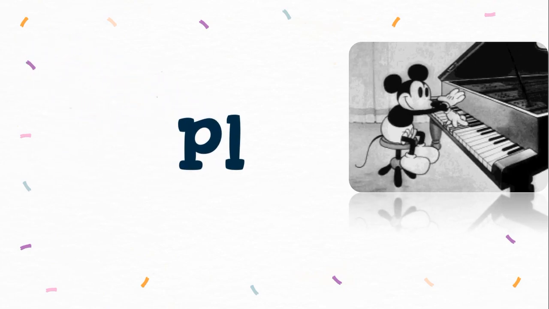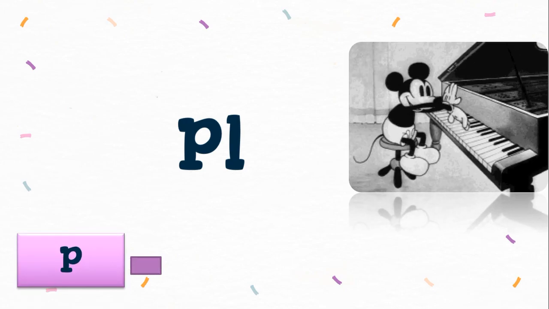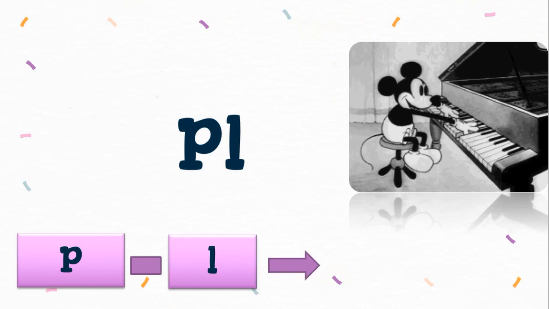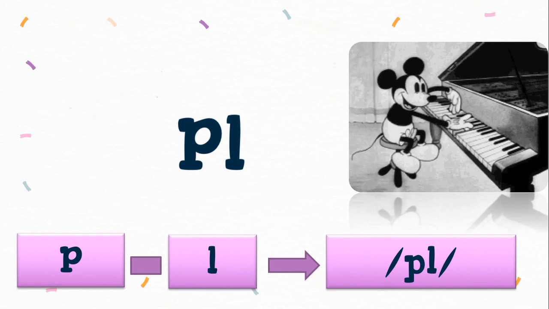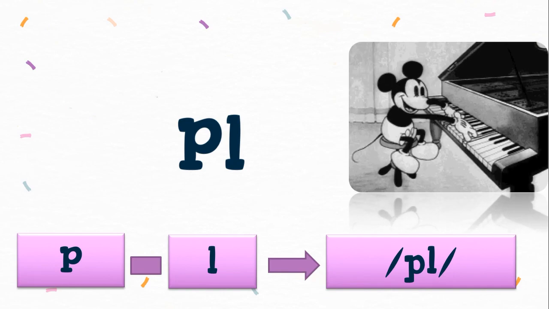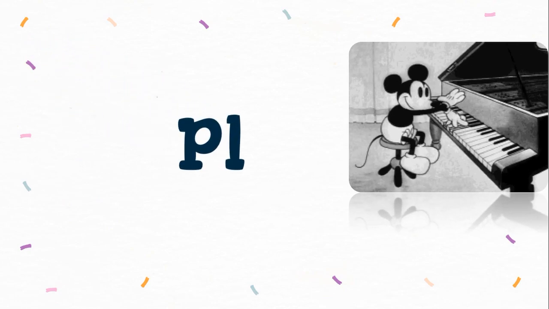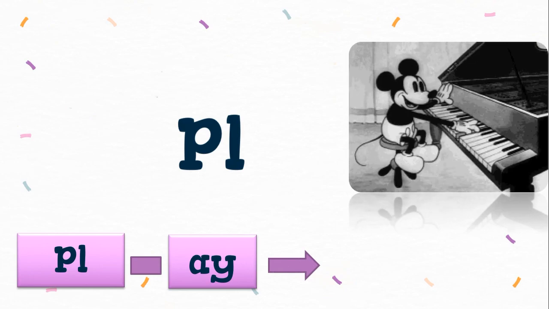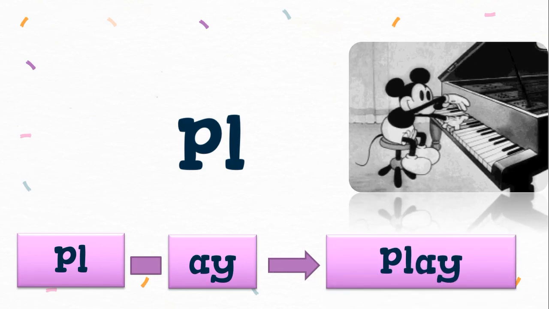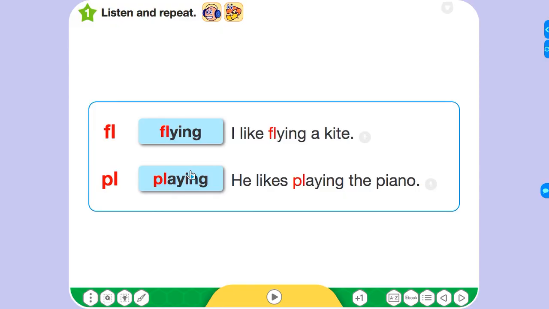The second sound cluster is pl. Pl is the combination between p sound and l sound, we have pl. P, l, pl, p, l, pl. Pl. A play, pl. A play. Now, let's listen and repeat.